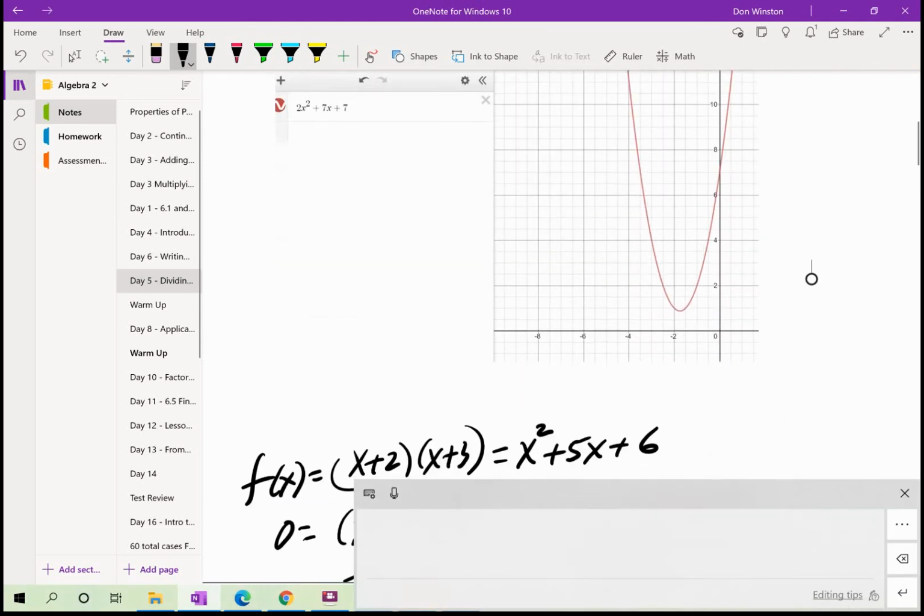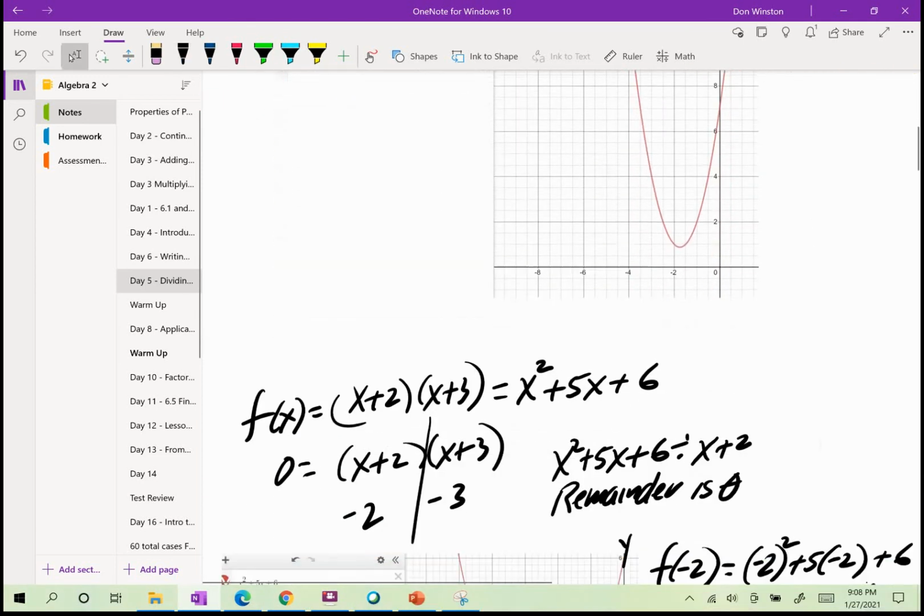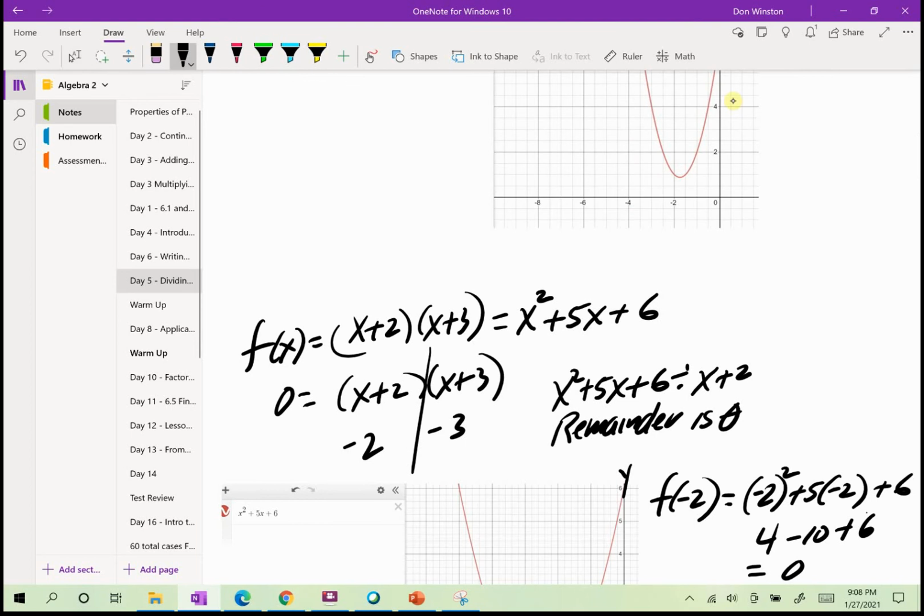So let's look at this here. Let's say here I was multiplying x plus 2 times x plus 3. And then I get x squared plus 5x plus 6. Well, I know for certain then that x plus 2 and x plus 3 are factors of x squared plus 5x plus 6, because I multiplied those two factors together, and I got x squared plus 5x plus 6.